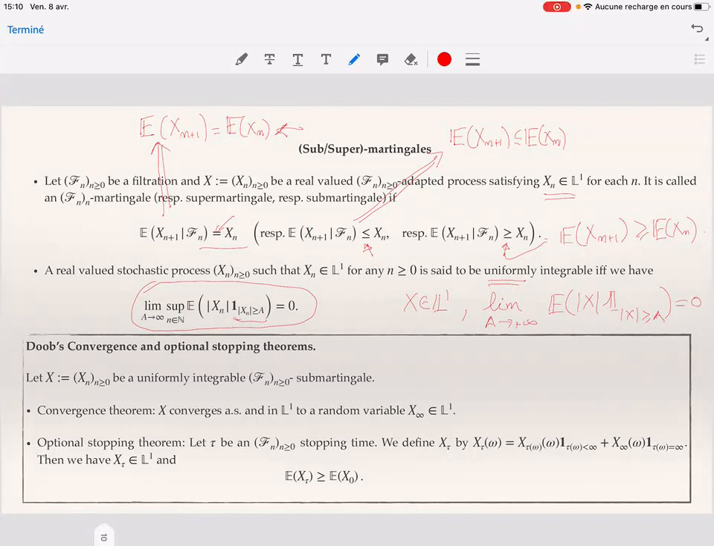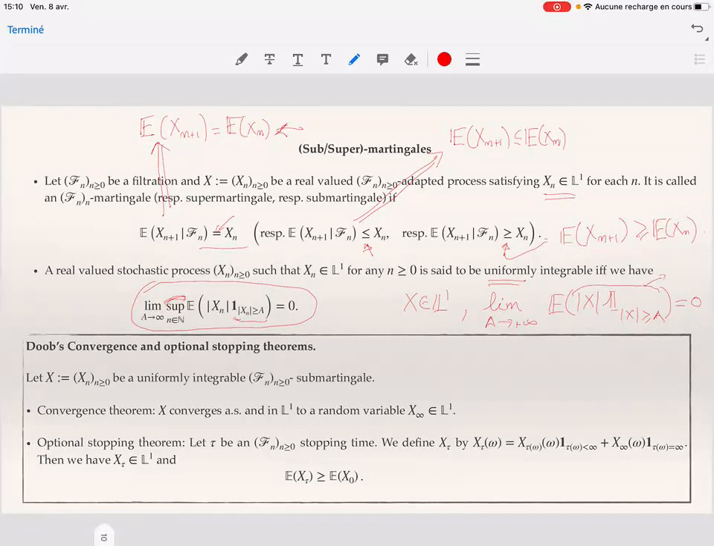Because x, if it's a random variable independent of a, is bounded by the absolute value of x, which is integrable. And as a goes to infinity, P almost surely this random variable goes to zero. So by the dominated convergence theorem, you know that this limit is equal to zero. But here it is stronger than that, because you ask that it has to be true when you take the supremum over all the random variables.